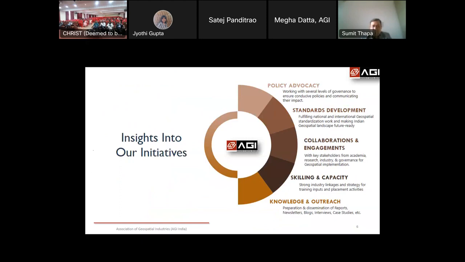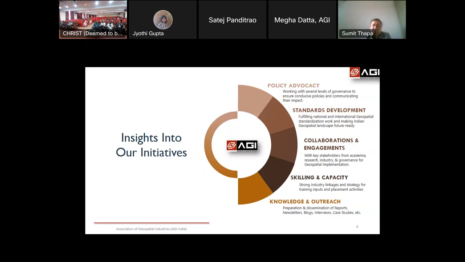This is a brief insight into the kind of initiatives that AGI has been working on for the last many years. One, of course, is policy advocacy. Another is development of standards for the technology, working with the technology and its application, its penetration in different sectors. We undertake a number of collaborations and engagements with not just governments, but also private companies and with the academic and research community like yours.